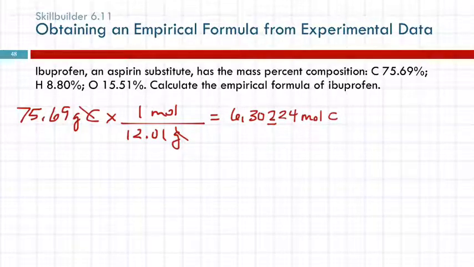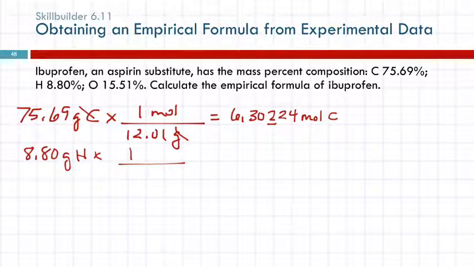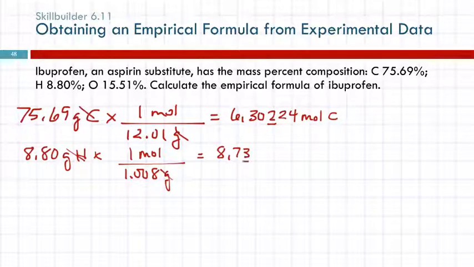That's moles of carbon. The percentage of hydrogen is 8.8%, so in a 100-gram sample, I would have 8.80 grams of hydrogen. So 8.8 divided by 1.00 is 8.73.